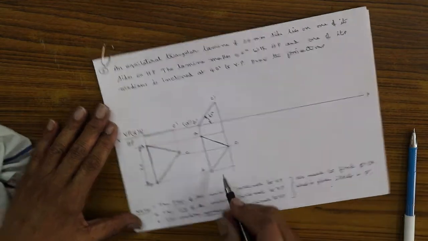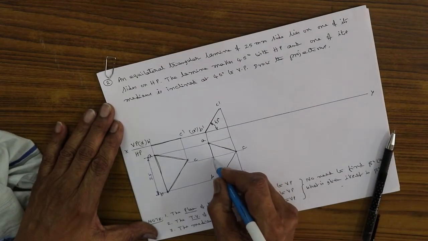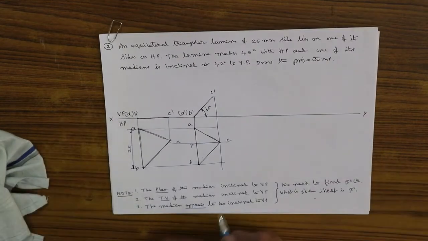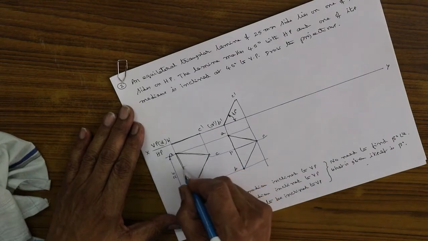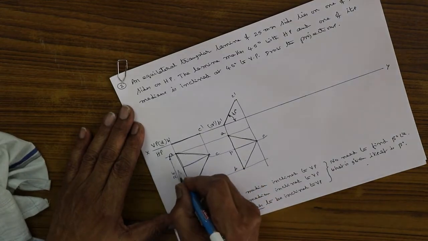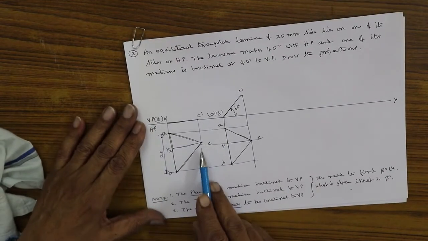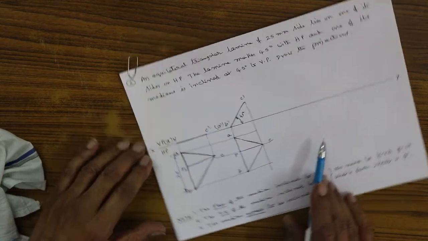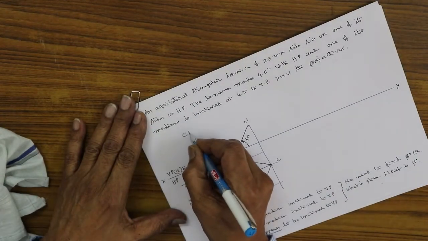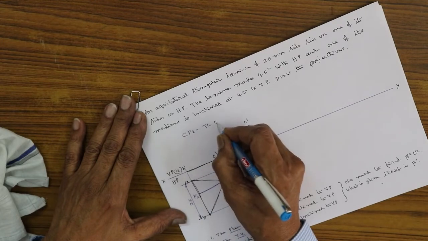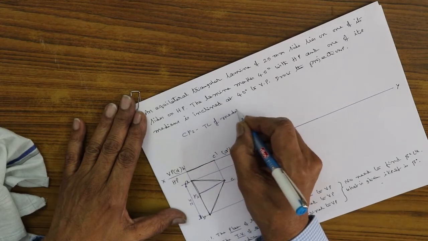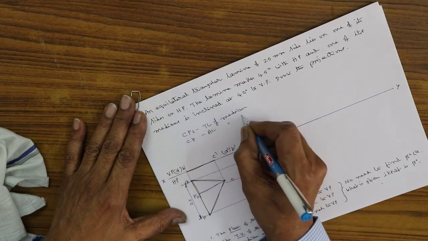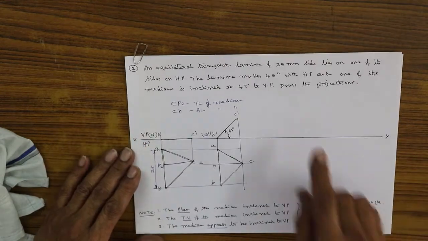Now, the median. I'll consider this median here. Let me call this point P. Here again I'll draw the median, and let me call this P2. CP2 is the true length of the median, whereas CP is the apparent length of the median. I'll make the point very clear here. Let us study the data now.